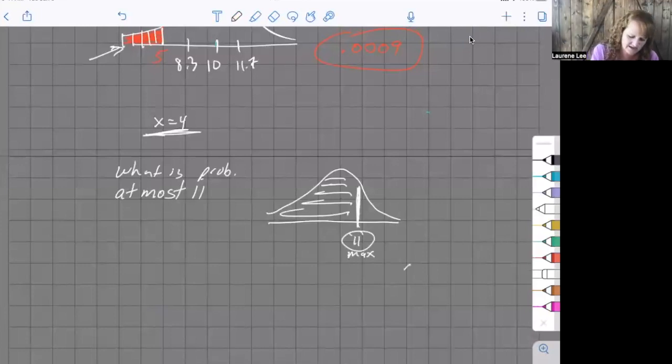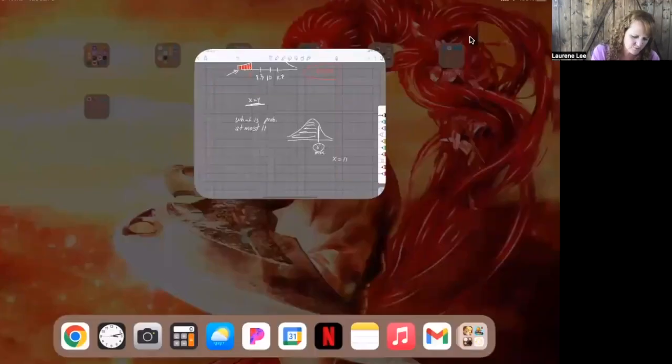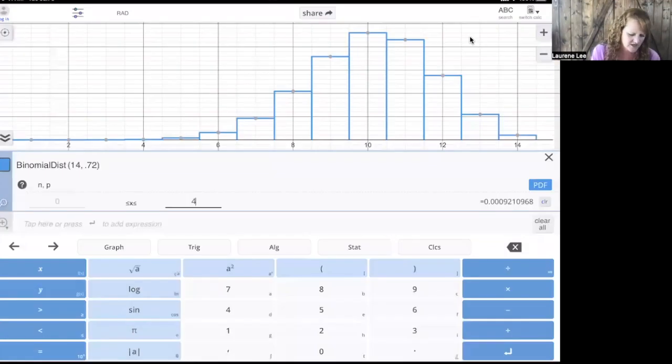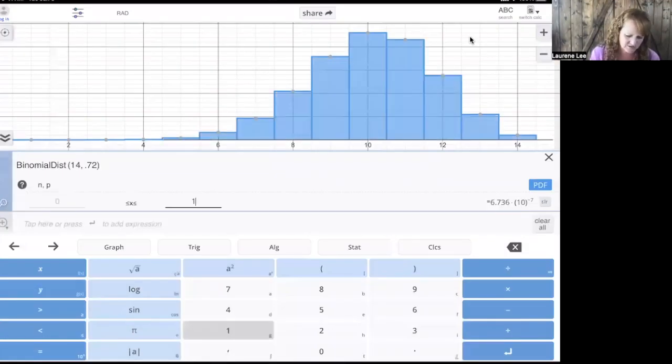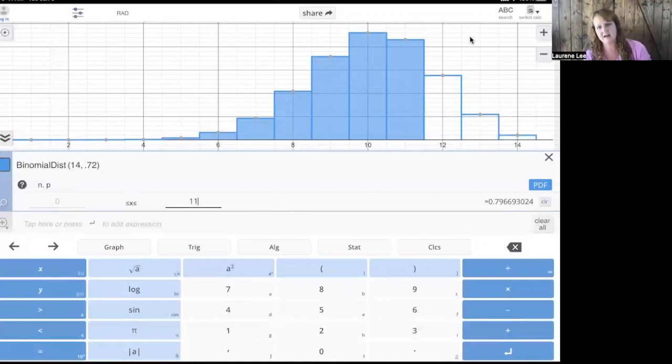So this is going to be X equals 11. If we want to look at a picture of this, here's my distribution. I'm going up to 11. So see how that 10 bar and the 11 bar are included. They're colored in. That's at most 11. So that's going to be 0.797.